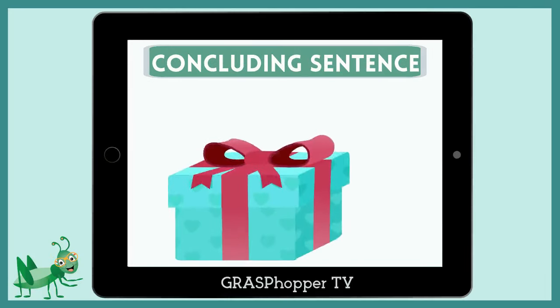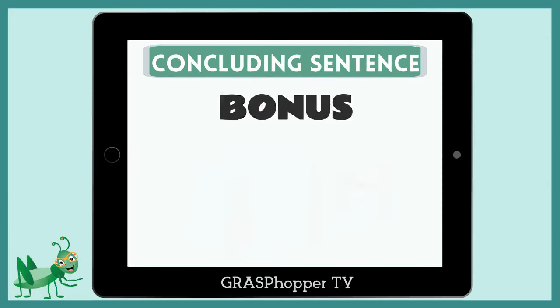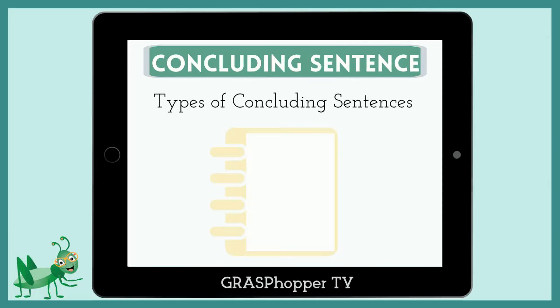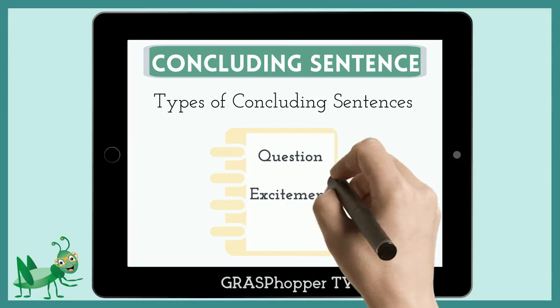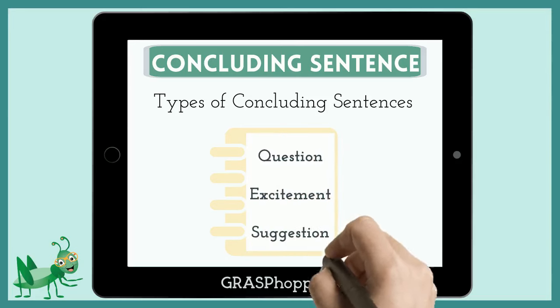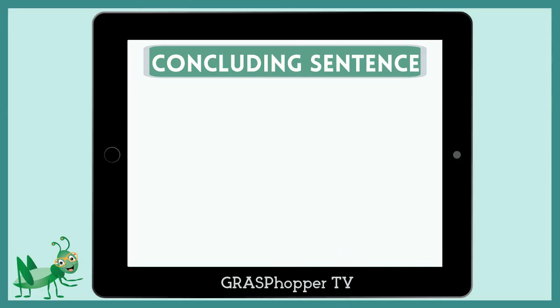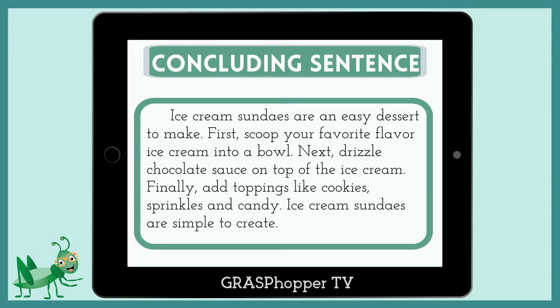You made it to the bonus! You may find different types of concluding sentences in paragraphs. Some types are questions, sentences with excitement, and sentences with suggestions. Here's a new paragraph. First, we will read it.